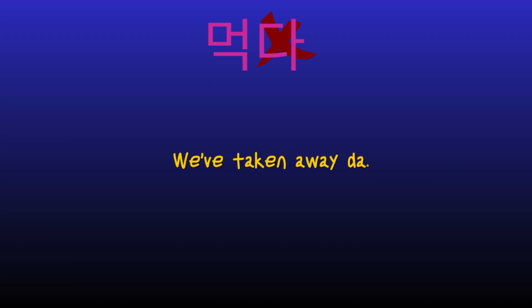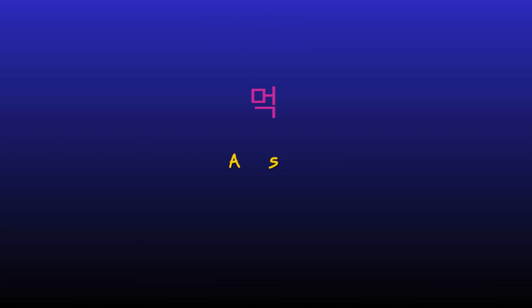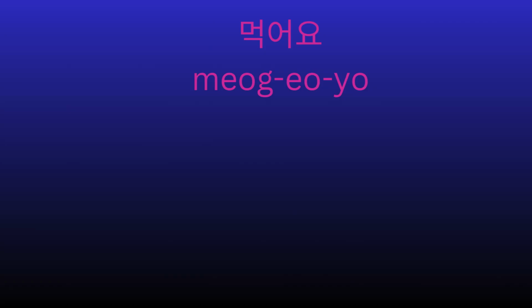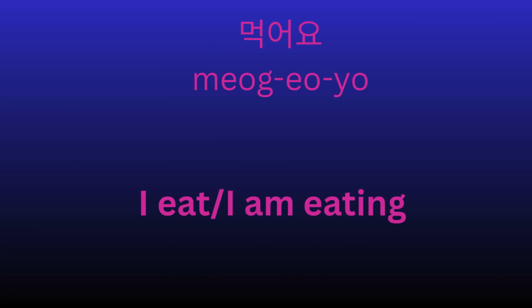Let's go back to the verb to eat, 먹다. We've taken away da. Now we're left with the verb stem, and since it doesn't end with a or o, it's automatically gonna end with oyo. Therefore, we have mogoyo, which means I eat or I am eating. Let's take a look at another example.